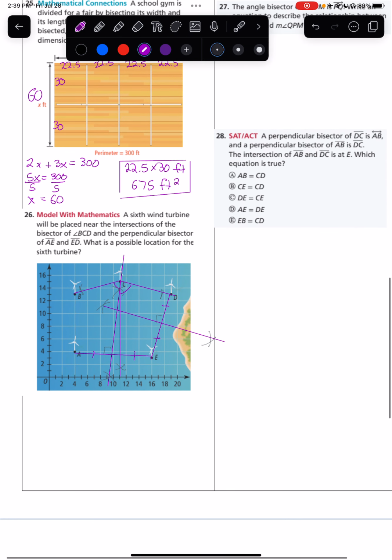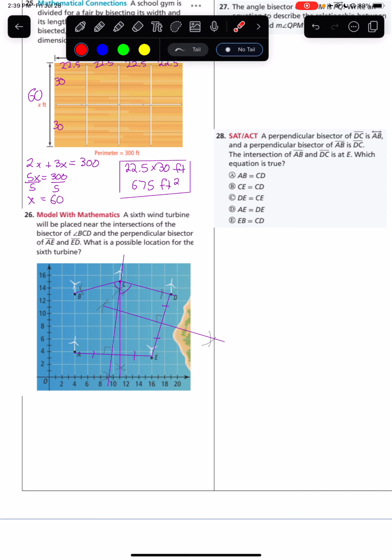Number 26, another one where we had to draw. A 6th wind turbine will be placed near the intersection of the bisector of angle BCD. So the bisector of angle BCD is this line right here. That's our bisector of BCD, sorry. And the perpendicular bisector of AE, so this line right here, and ED.